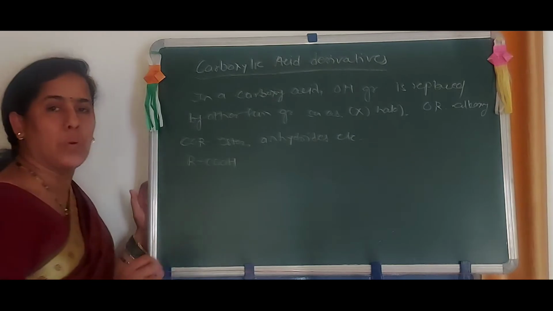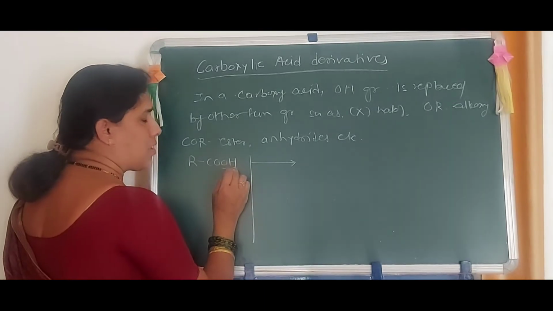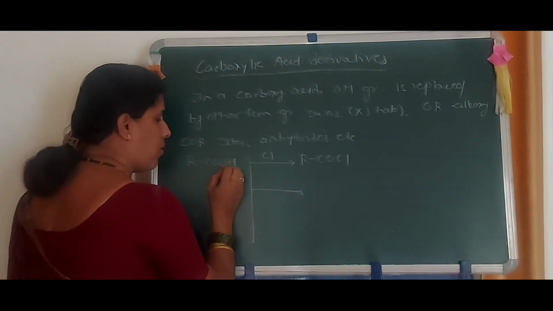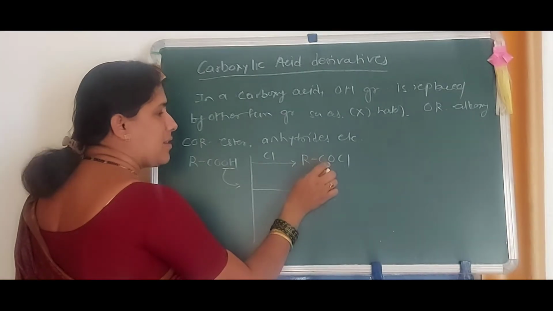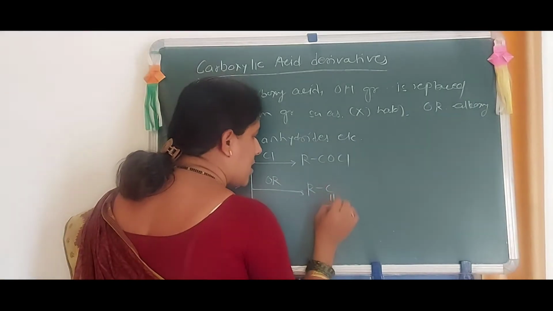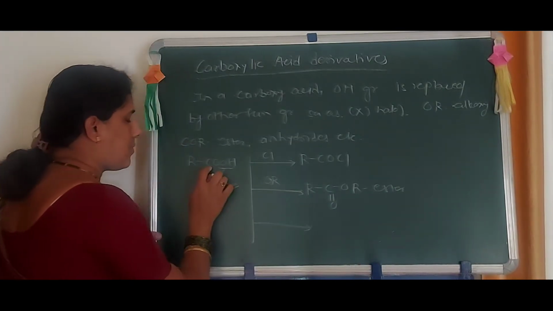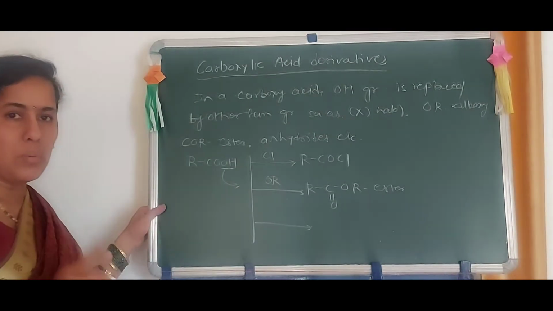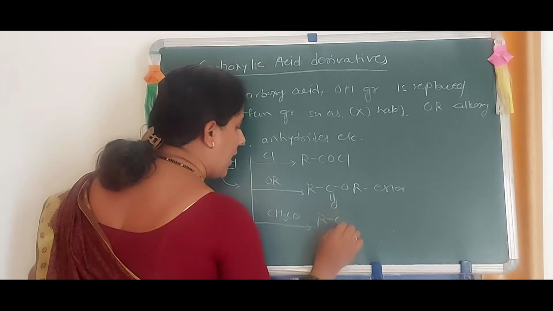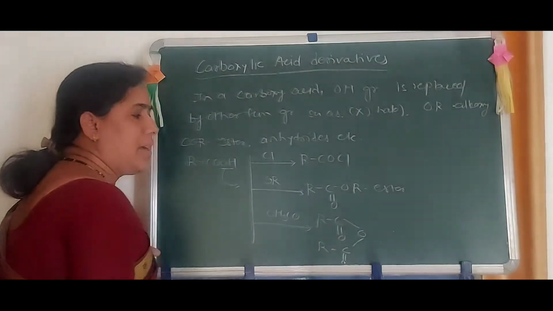That is RCOOH. Here the OH group is replaced by Cl, and there is formation of RCOCl. Then when the OH group is replaced by OR, there is formation of RCOOR, that is an ester. When the OH group is replaced by an acetyl group, CH3CO, there is formation of an anhydride, RCO-O-CO-R, acetic anhydride.